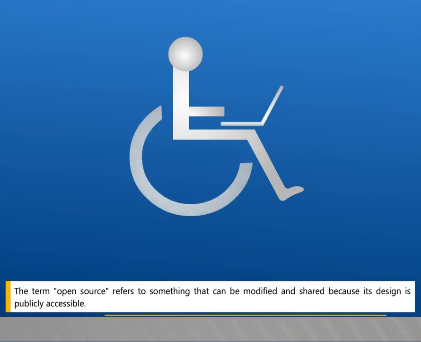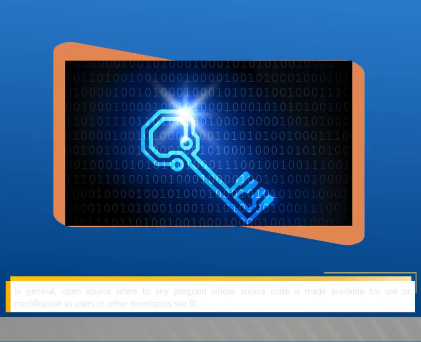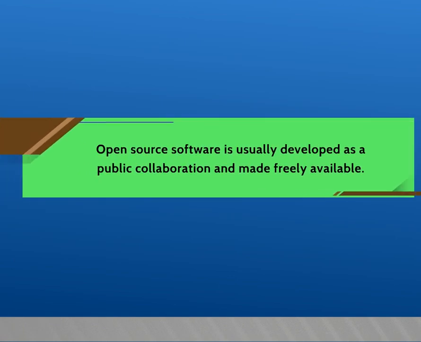The term open source refers to something that can be modified and shared because its design is publicly accessible. In general, open source refers to any program whose source code is made available for use or modification as users or other developers see fit. Open source software is usually developed as a public collaboration and made freely available.